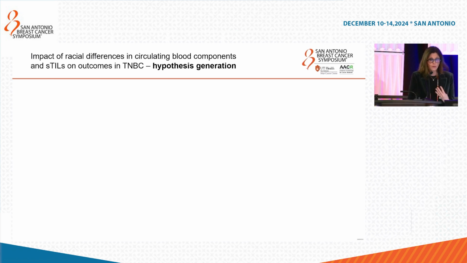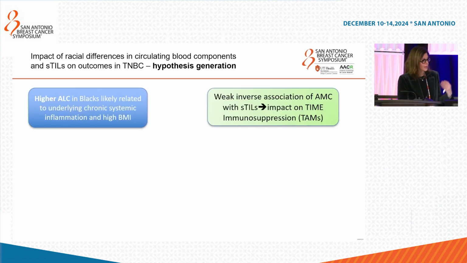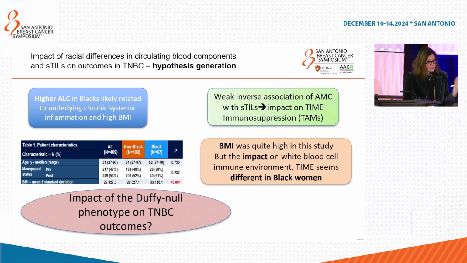So in this poster, we are really in hypothesis generation. Higher lymphocyte counts in Black women are probably related to underlying chronic systemic inflammation and higher BMI. There is a weak inverse association of AMC with S-TILs, so probably going into tissue with an impact on the immune microenvironment and immunosuppression via TAMs, which should be studied. And if we look at the population, the overall BMI was quite high in this study. It was statistically significantly higher in Black women.